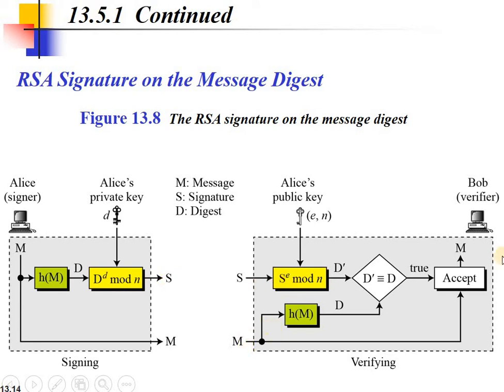When these two things are received by Bob, the first thing you have to do is verify the authenticity, or the verification of the signature. In order to do that, you perform the decryption using the sender's public key. The sender's public key is e comma n. So apply the equation, s to the power e mod n, and your message digest will be created.